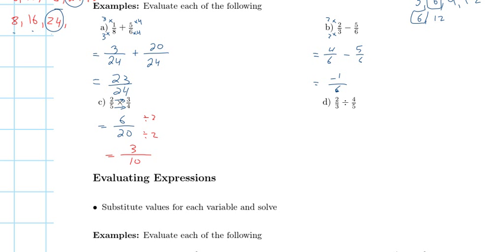With the division, it's a similar process, but I have to do a step first. I want to change my division into multiplication. Okay? So what I do to do that, I keep my first fraction. I change the division into multiplication. Then I flip the second fraction, so it becomes 5 over 4. Okay?